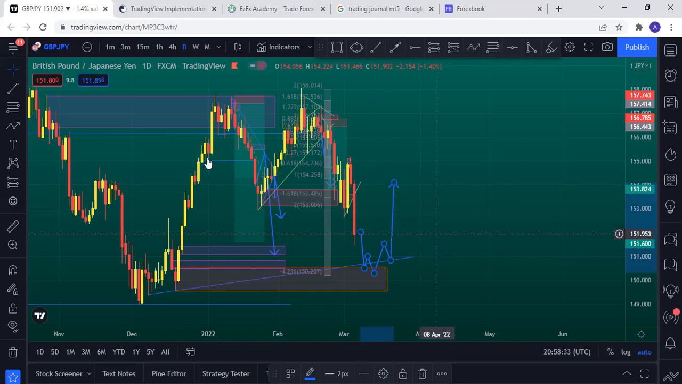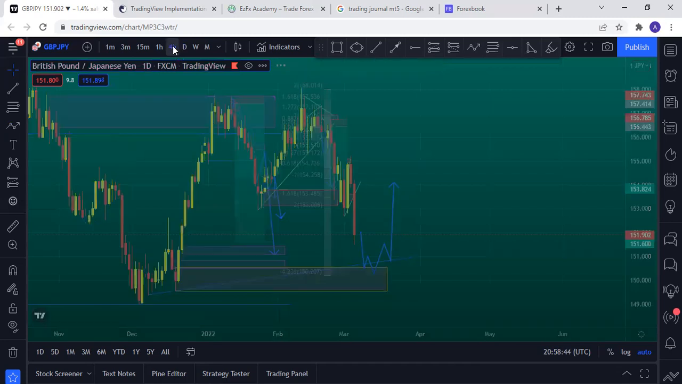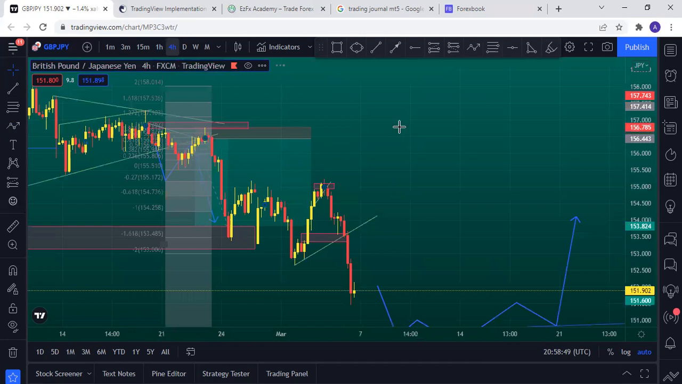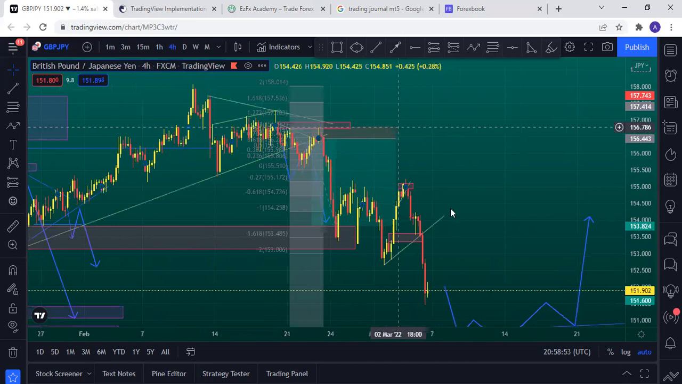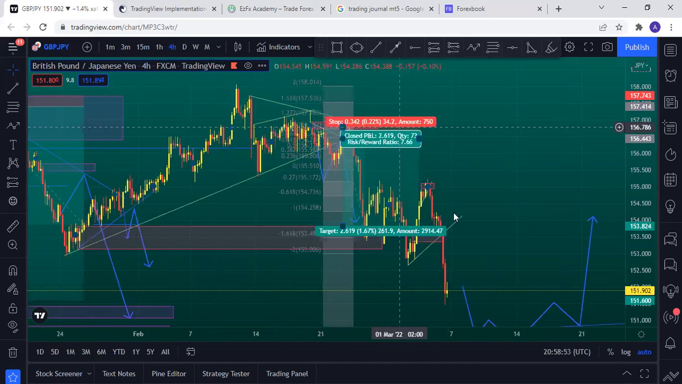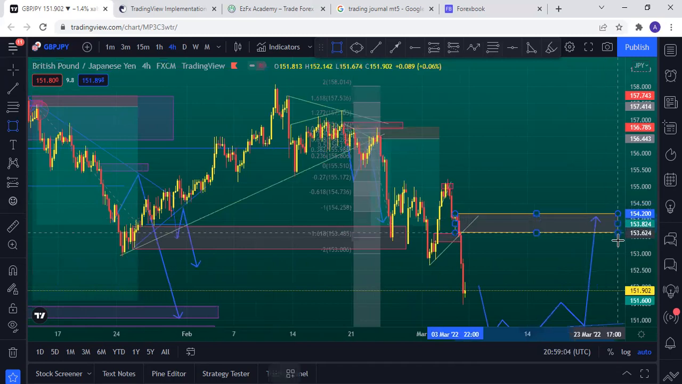This is a bias that could take days or weeks to play out, but that is my overall bias because these imbalance movements need to be mitigated to a considerable extent. So that bullish reaction might come all the way here. That would be another zone to watch out for, to see what exactly price would do at that point.